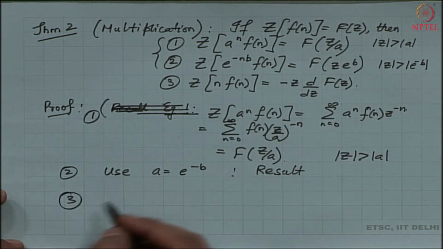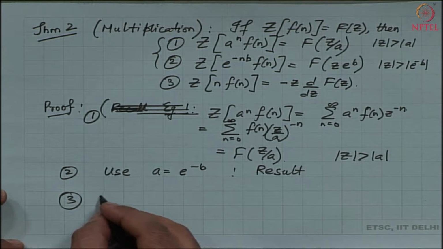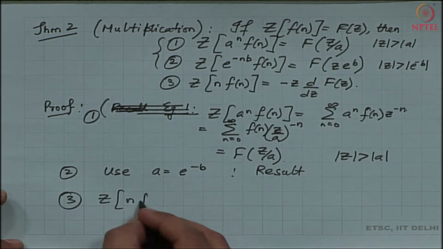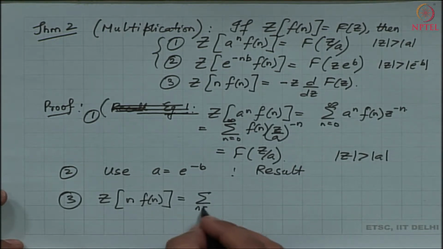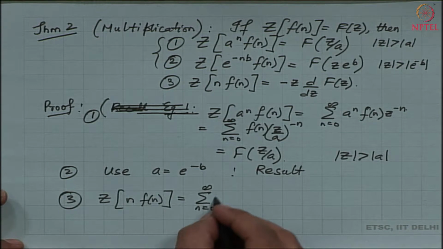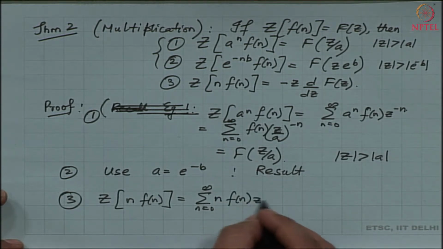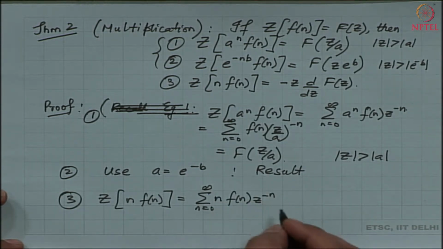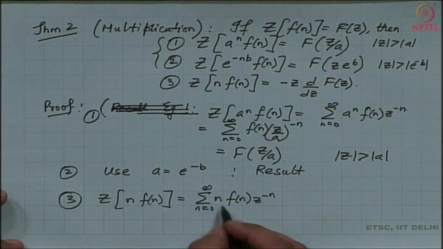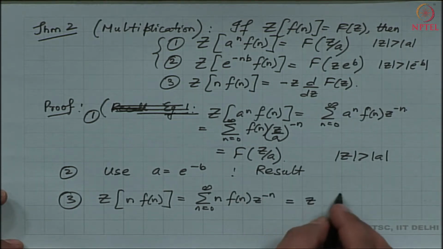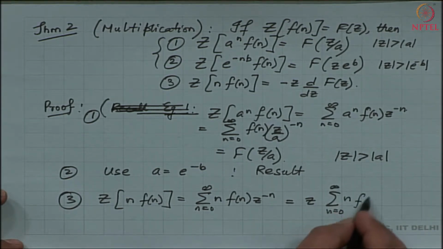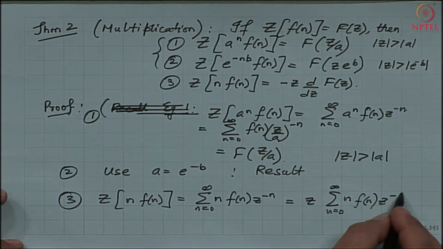The third case, let us look at the third case. So, I have to evaluate the Z transform of n times f n. So, let us write down the definition. This is the summation from 0 to infinity n times f of n z to the power minus n. So, let me just slightly process this expression. This is also equal to z times the summation n from 0 to infinity n times f of n z to the power minus n plus 1.